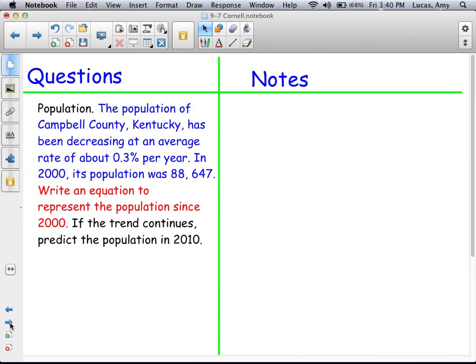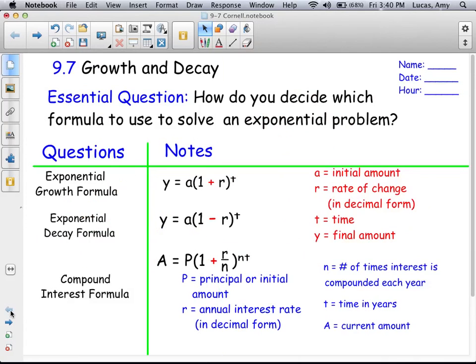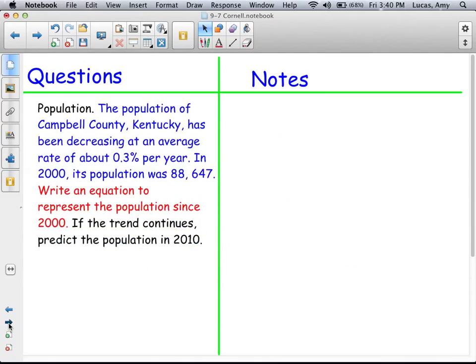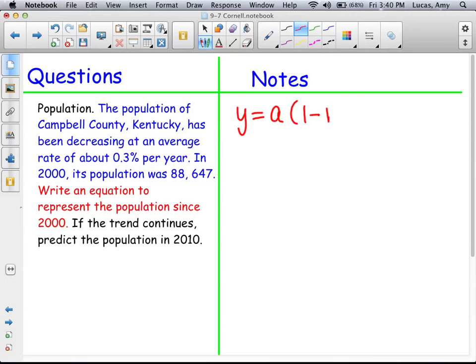Well, if we go back to our formulas, because this population is decreasing, we are going to need the exponential decay formula. So, our decay formula, to answer the question in red, y equals a times 1 minus r to the t power. Our starting population is 88,647.